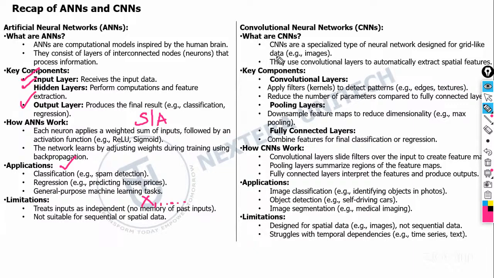Then coming to CNNs, the full form of CNN is convolutional neural network. They are a specialized type of neural network, designed for spatial data, that is images. So if you are going to work on images, videos, then obviously CNNs are preferred.